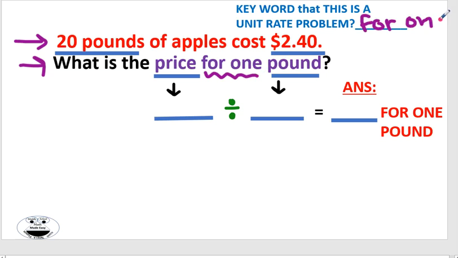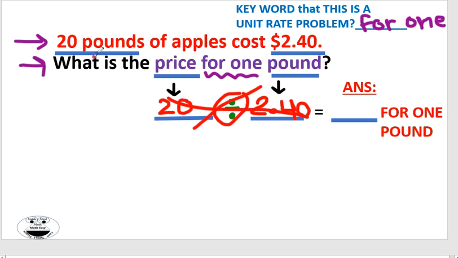So the key word here is for one, and if it says for one, it doesn't always mean that it's a unit rate problem, but if they also give us the rate, then yes, it's going to be a unit rate problem. So what we have to do is we have to divide, because if they give us a rate and ask us to find the unit price or the unit rate, we need to divide. So this is what I see students do. I see students take the 20, because that's first, and they put the 20 down, and then they divide by $2.40. Now, this is incorrect. We do not divide in the order that they give us the numbers. We divide using the order at the end of the question.